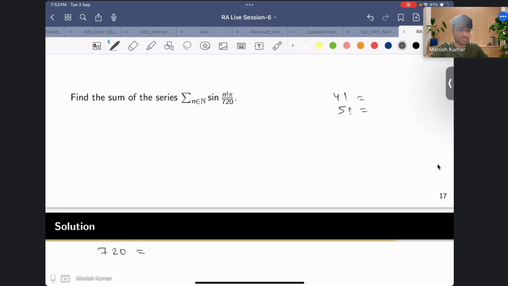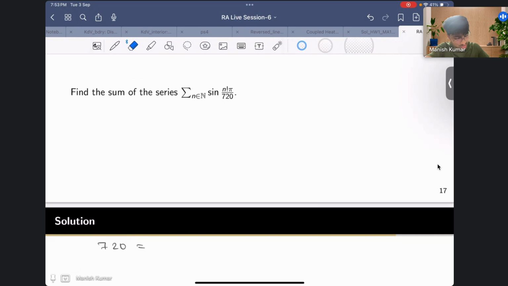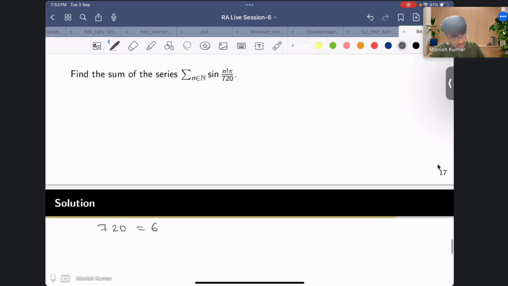Okay, start with the first one. What is 3 factorial? 6, right? What is 5 factorial? Okay, 6 factorial, right? So 720 is 6 factorial, right? Correct. Now I think you can get the answer.